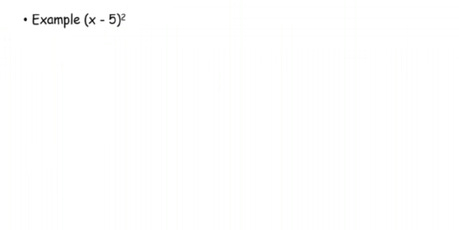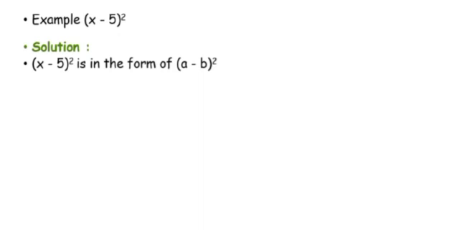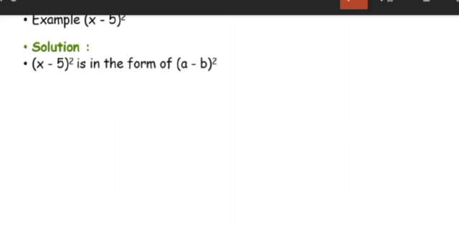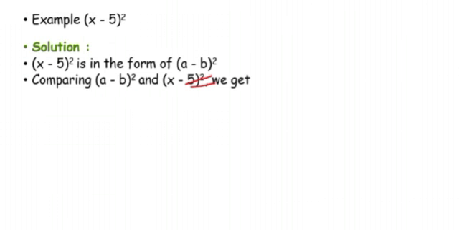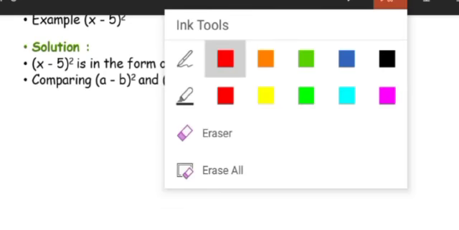Second identity was (a − b)² = a² − 2ab + b². So let us see how we can expand this using that identity. Because there is a minus sign in between, I will be choosing the second identity. Then I will compare this with the second identity.